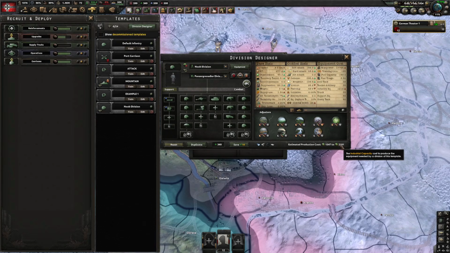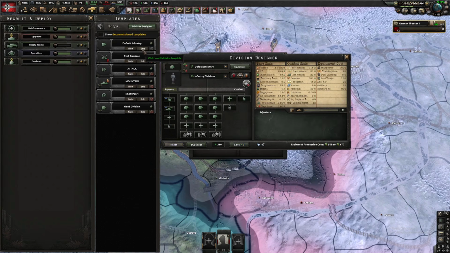Lastly, there's the production cost. This is kind of self-explanatory and is how expensive your division is to make. But more advanced, the number is based on how much a military factory can produce a day. You only need to worry about the number to the right. The production cost is most important when comparing one division to another.